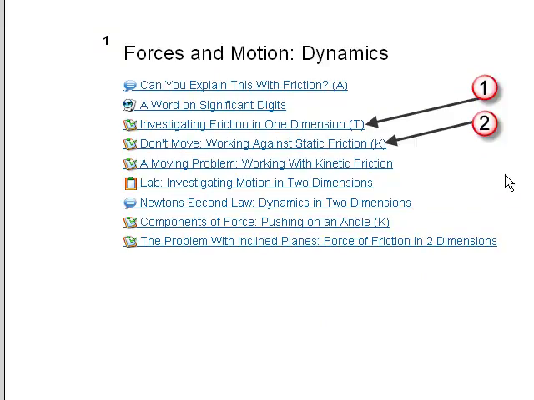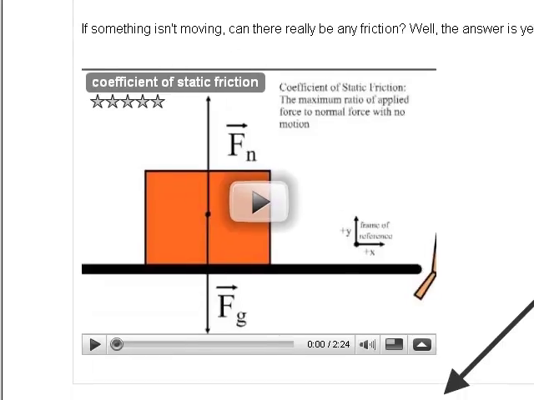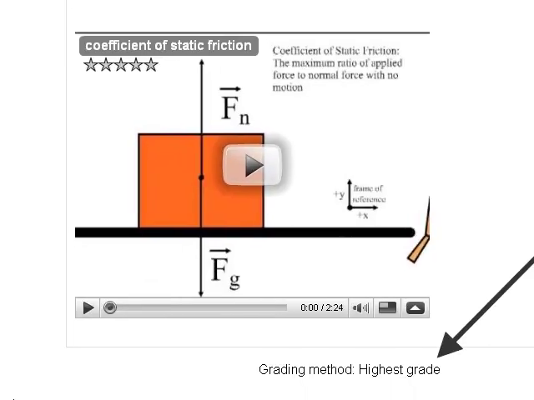If you've been working your way through the course, if you've just signed on, yesterday we worked on investigating friction in one dimension. If you've got that complete, move on to the next quiz, which is Don't Move, Working Against Static Friction. Make sure you do a little bit of reading about static friction before you start that one. So there's our static friction quiz, and as you can see, if you have a look at the grading method down at the bottom, it's going to be taking your highest grade, and you have unlimited attempts.